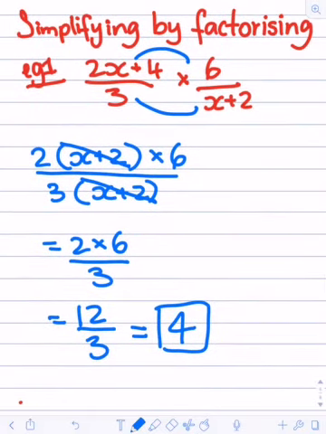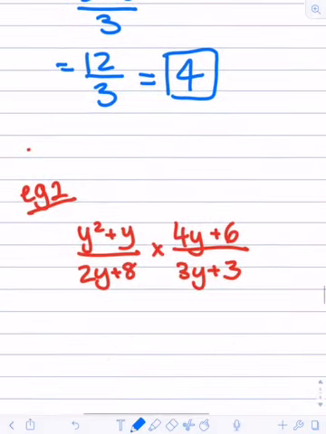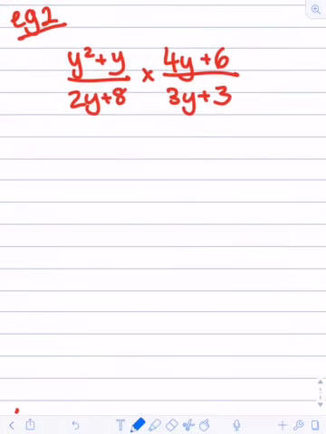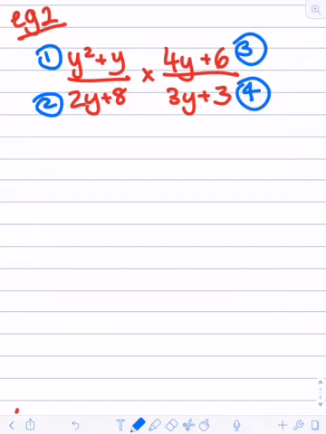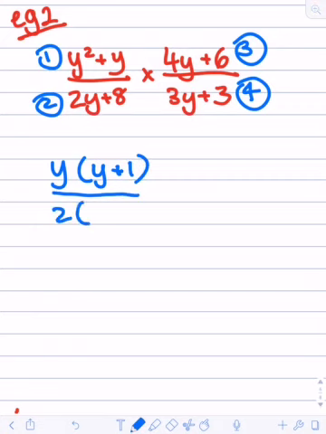All right, so let's go on to another version of this. I'm going to label these terms as term number 1, term number 2, term number 3, and term number 4. Expression, sorry. Expression number 1 can be factorised with y as the highest common factor, y plus 1. And term number 2 can be factorised with 2 and y plus 4.